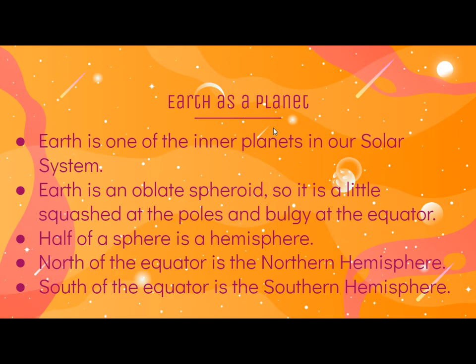So, we should know by now, hopefully you learned this in 6th, 7th, or 8th grade at least, that Earth is one of the inner planets in our solar system. We are not the one closest to the sun. We are the third planet from it.